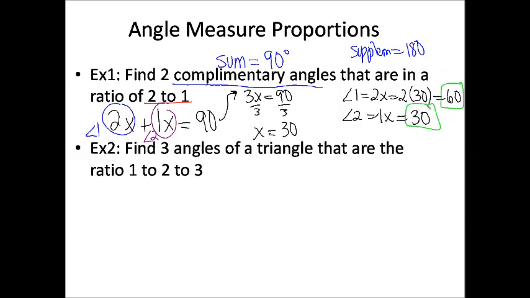We'll do this one also. It's going to be the same process, but with 3 angles. Triangle adds up to 180, always, every triangle, in Euclidean space, which is where we live, so it's all good. So we have a ratio of 1 to 2 to 3, so I have a 1x, a 2x, and a 3x.